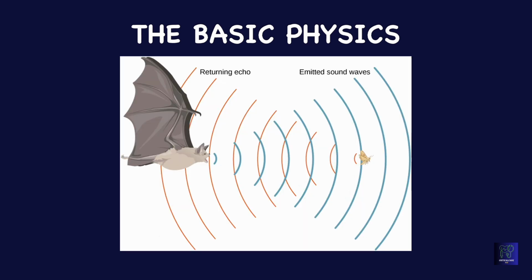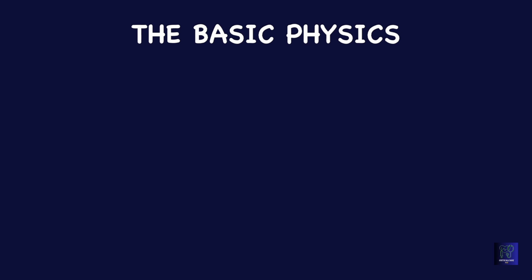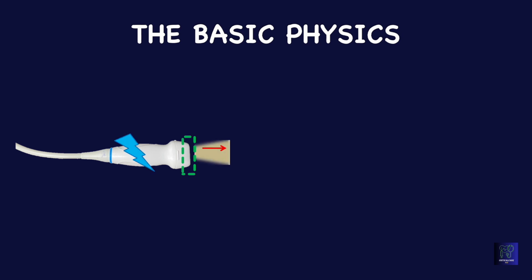You may already know that bats generate sound waves and analyze returning signals called echoes to estimate the location and movement of objects. Ultrasound works on the same principle. The most important part of ultrasound is the tip of the probe. It has special crystals called piezoelectric crystals. When electricity is applied to these crystals, they rapidly vibrate and generate ultrasound waves.